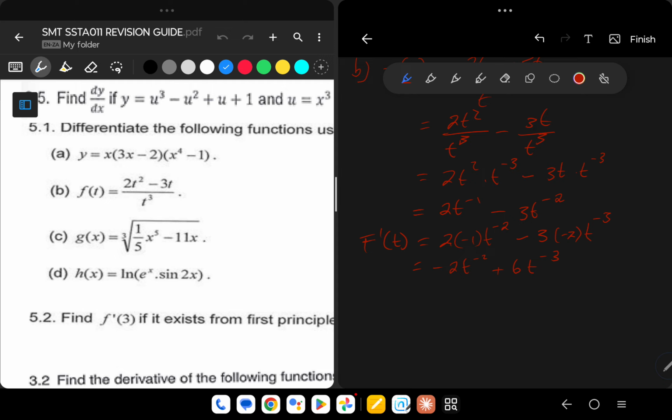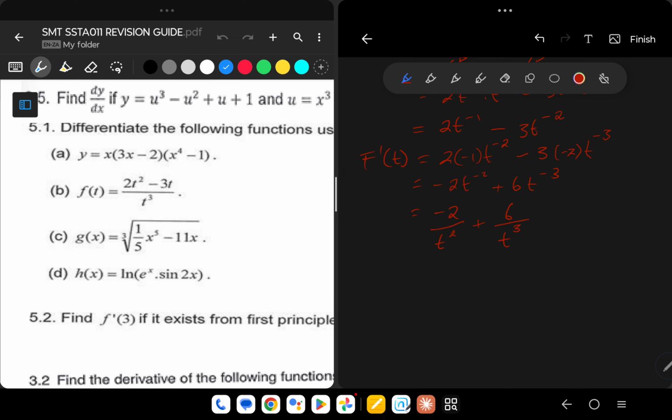So now as we continue with it, we shouldn't leave our exponents as negatives, so we should try and write them as positives. So this is what you can have: -2 over t to the power of 2, right? Plus what? Plus 6 divided by t to the power of 3. So you can leave it this way, or you can further write it as equals to divided by the lowest common denominator between t squared and t cubed, which is just t cubed, right?